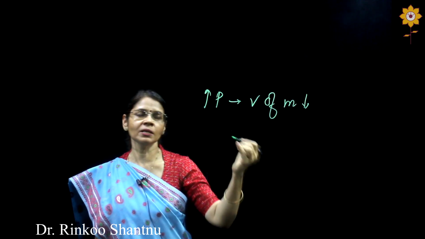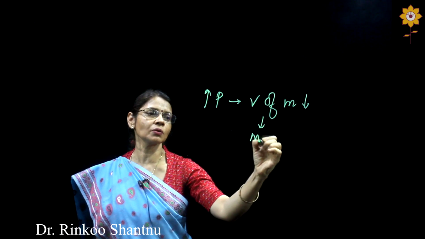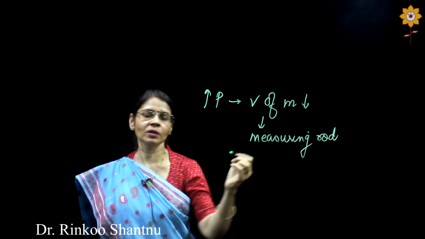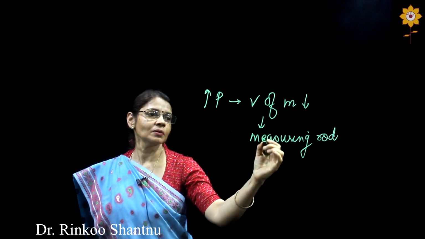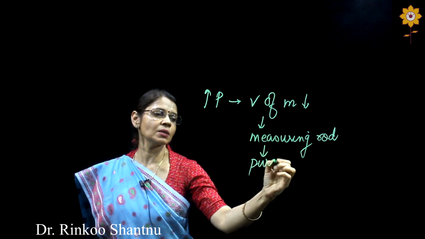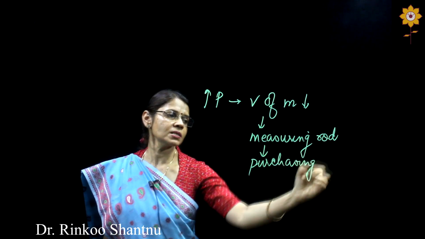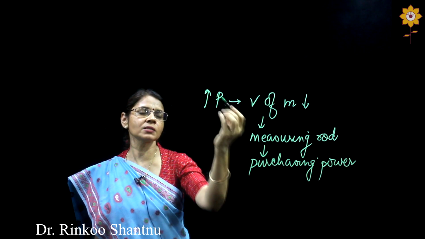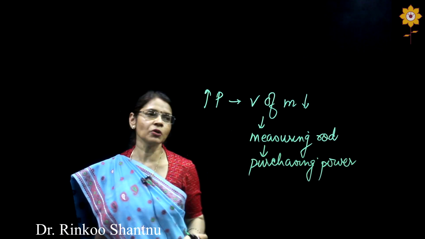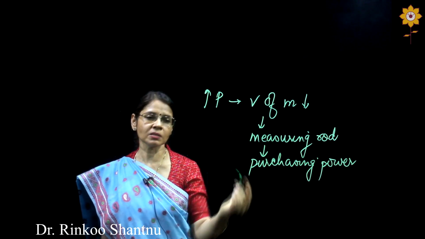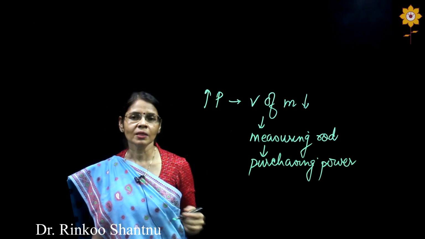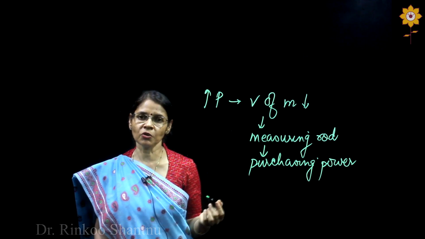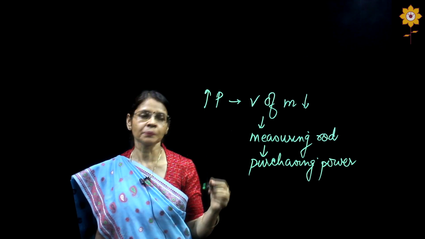Now this value of money is nothing but the measuring rod for the prices, or we can say it as the purchasing power. Purchasing power means how much money can purchase. So if the prices increase, automatically the value of money falls, and vice versa. Vice versa is a situation where if the prices are falling, the opposite is happening for the value of money, or the value of money is rising.